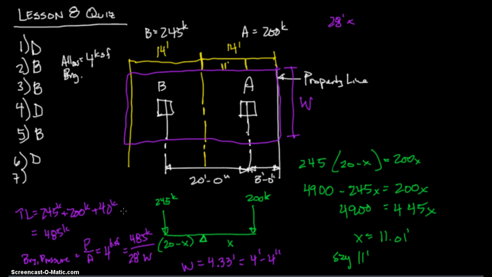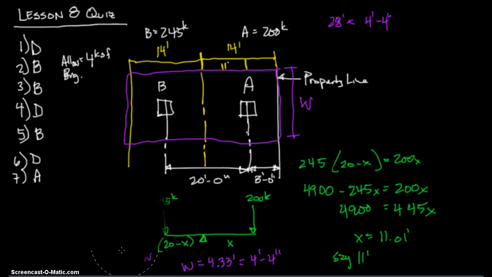All right, so there it is. It's 28 foot times 4 foot, oh shoot, 4 foot 4 inches. Let's see if that's an answer. And it is 28 times 4 foot 4, and that is answer A. And I agree with that. So there we go. Let's go ahead and erase and move on to answer 7 or 8.